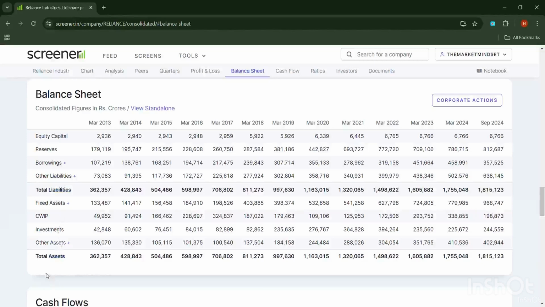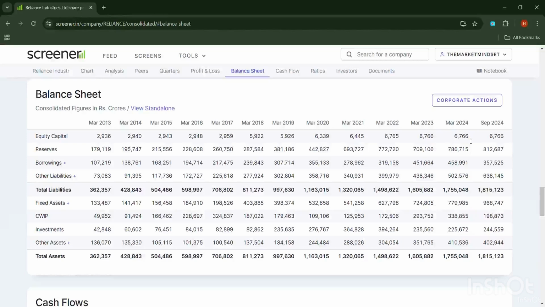First, we'll start with the liabilities section. In liabilities, the first particular is equity capital. Equity capital basically represents the funds raised by the company through the shares. The ideal trend of equity capital should be either stable or it should be growing at a very slow pace. In case of Reliance Industries, in the past 2-3 years, the equity capital has been stable.